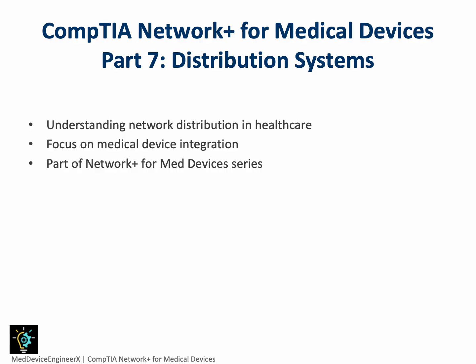Distribution systems link core networking gear with access layers, ensuring that devices like ventilators, electrosurgical units, and imaging systems communicate seamlessly. In hospitals, this means more than just speed. It's about reliability, redundancy, and patient safety.